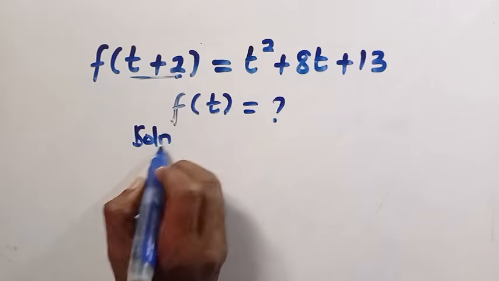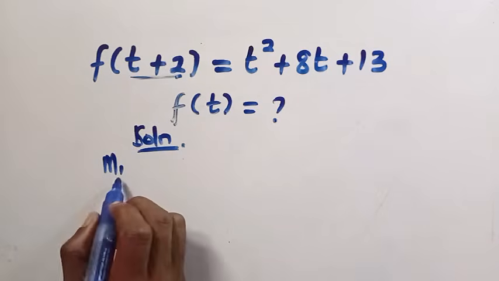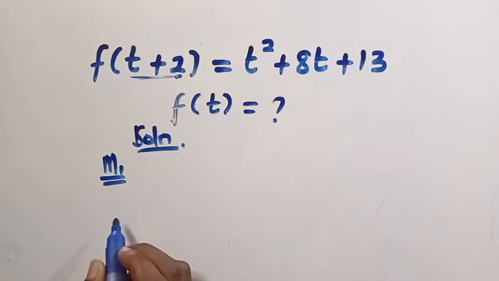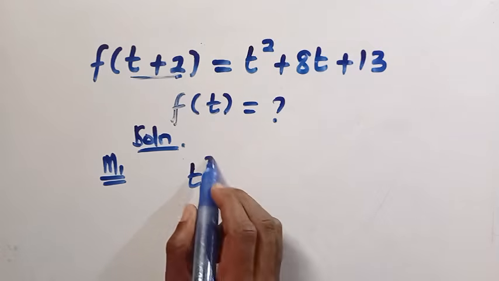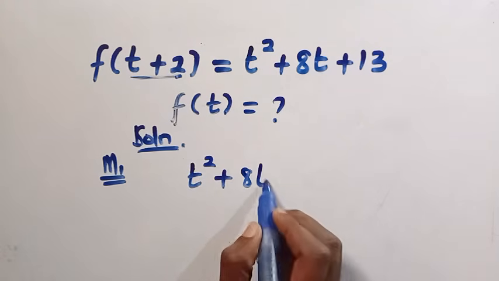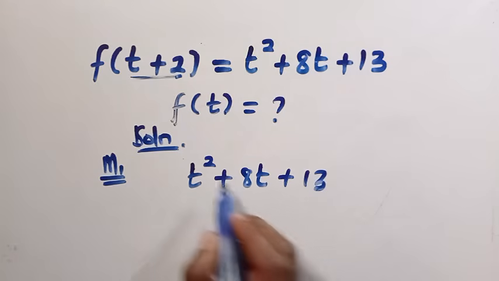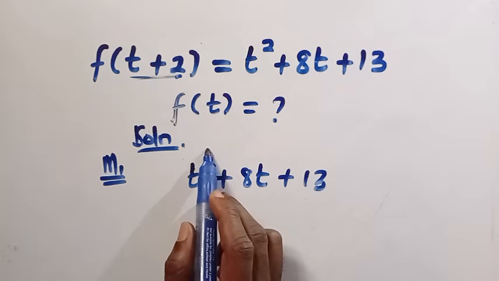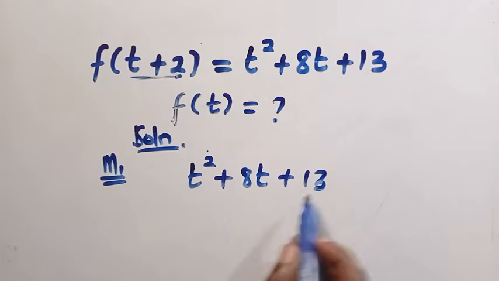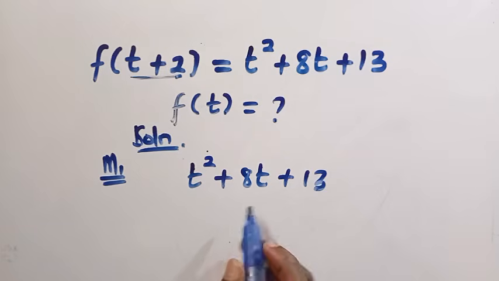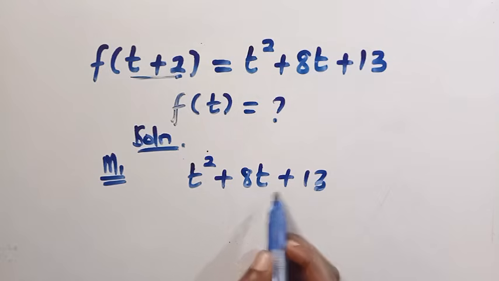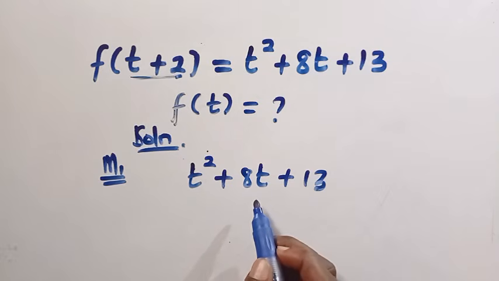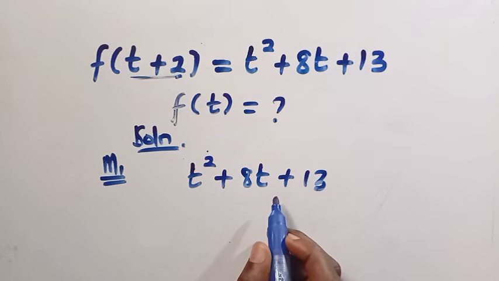So let's consider the solution, and here is the first method. Looking at the right hand side, we are given t squared plus 8t plus 13. This is a quadratic because here is the power of 2. Is this factorizable? This is 13 and this is 8, so this is actually not factorizable. So what we are going to do is some little manipulations in order to make this factorizable.